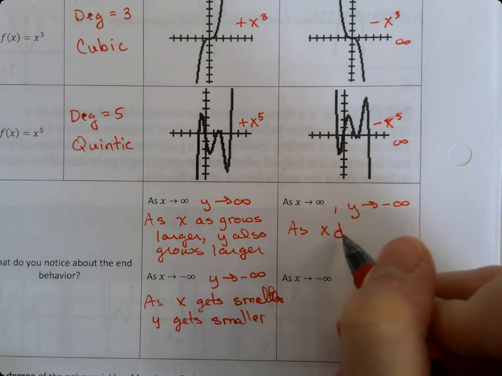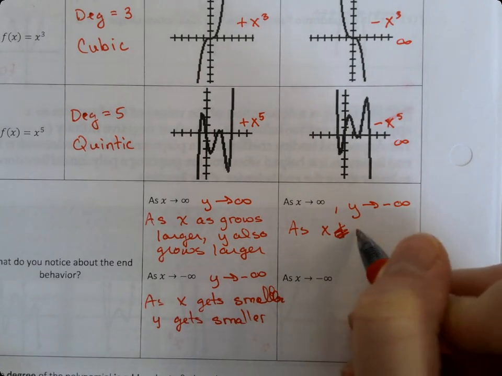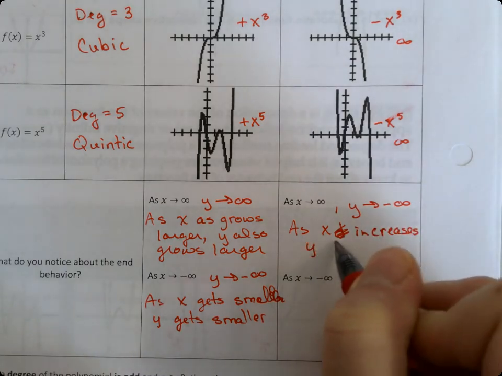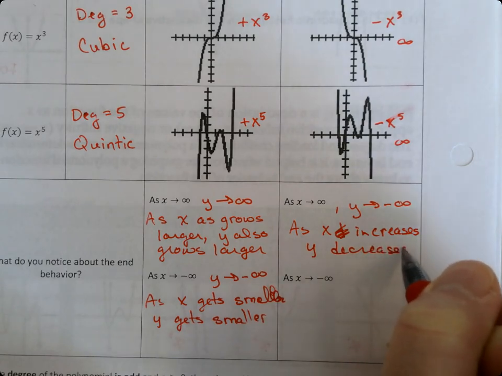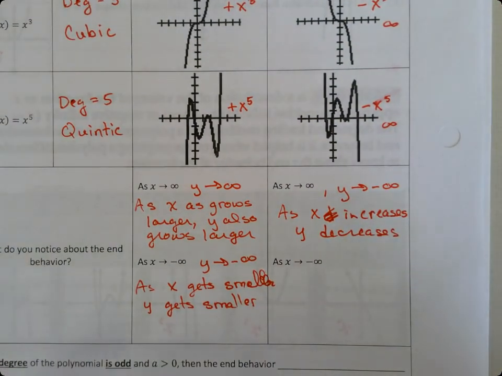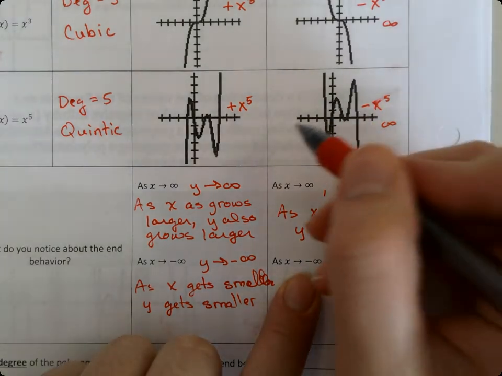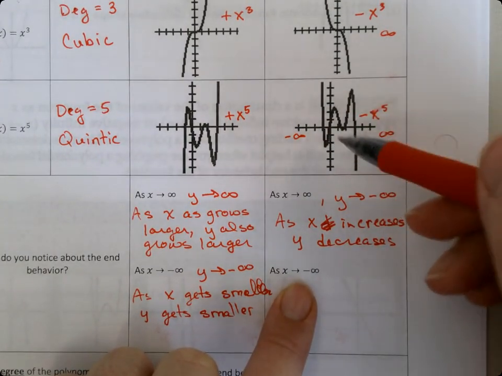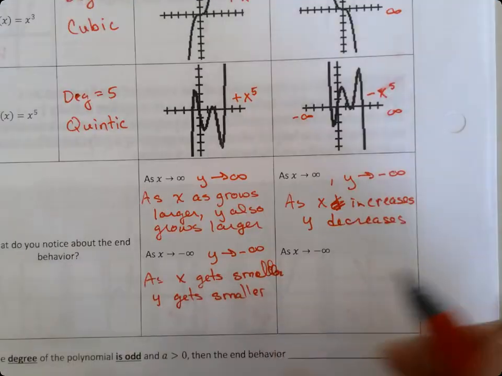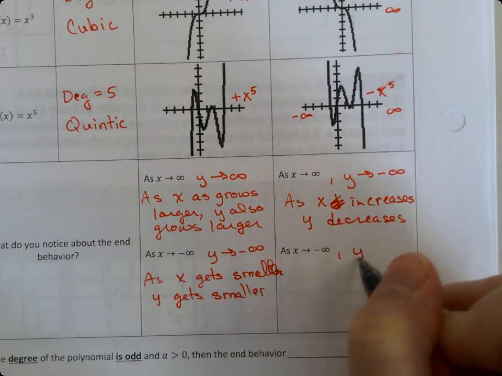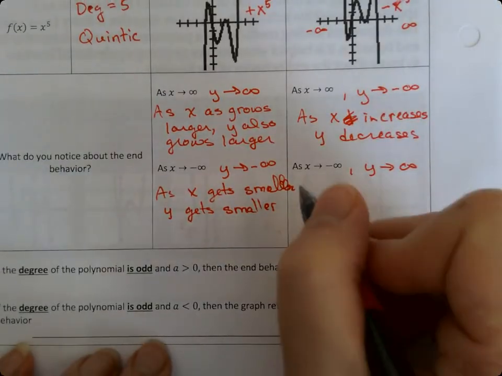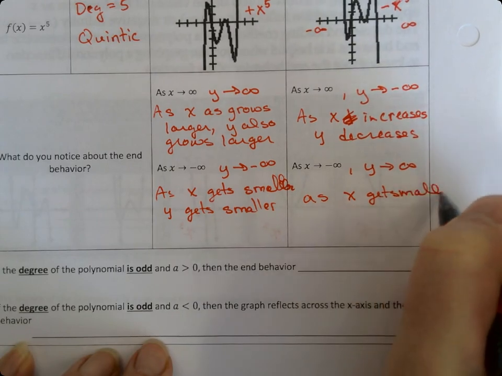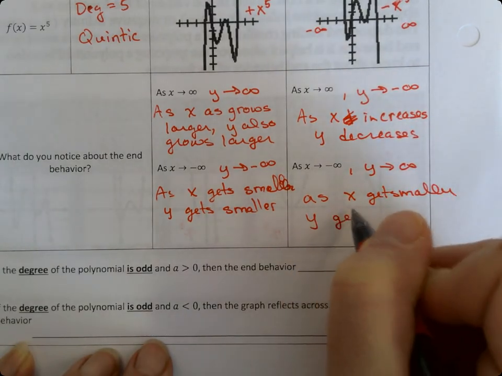So as x decreases. No, I'm sorry, I was right. As x increases, I was back to the other side. As x increases, y decreases. Okay, so as x gets bigger, y is getting smaller. Now, as x goes to negative infinity, my graph's end behavior is going up. So we're not worried about everything in the middle, just what's going to keep happening. So as x approaches negative infinity, y approaches positive infinity. What's that mean? As x gets smaller, I'm having trouble being neat, y gets bigger.